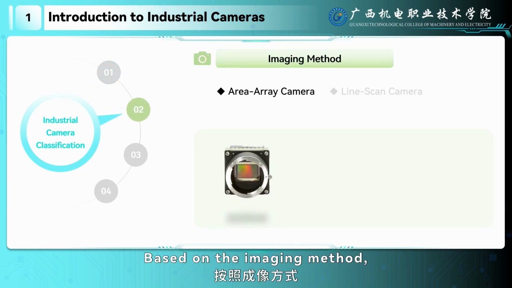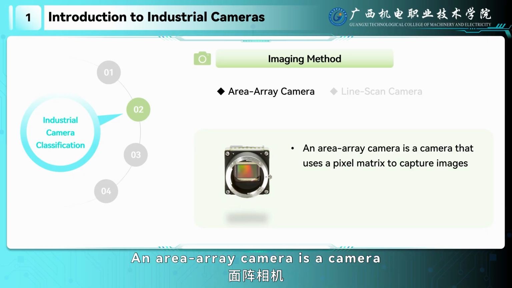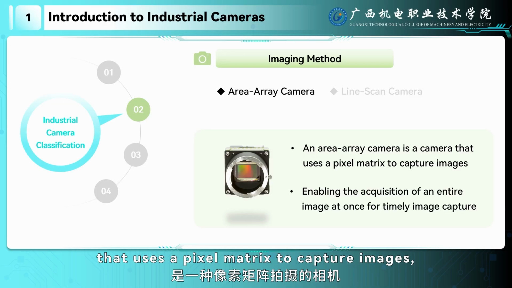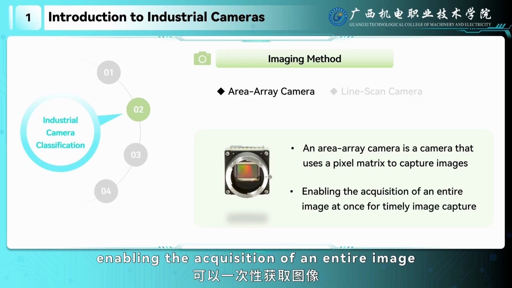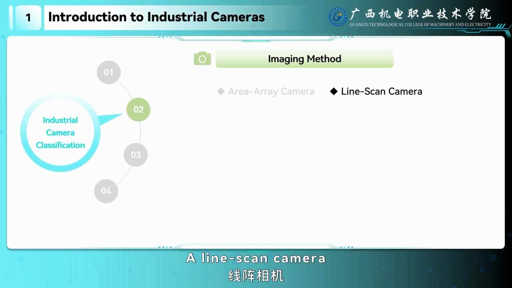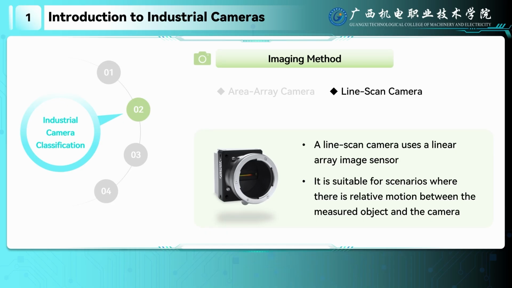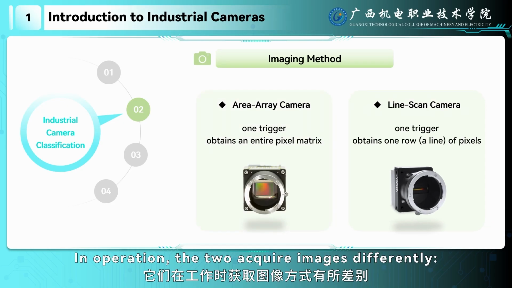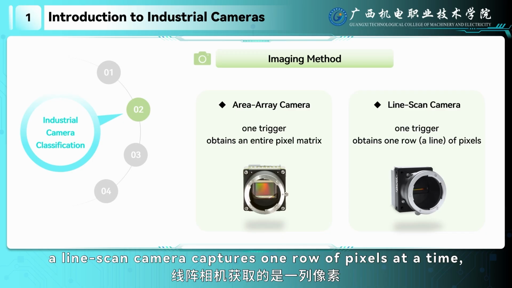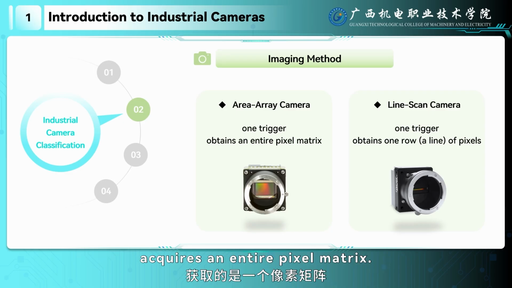Based on the imaging method, they are divided into area array matrix cameras and line scan cameras. An area array camera is a camera that uses a pixel matrix to capture images, enabling the acquisition of an entire image at once for timely image capture. A line scan camera uses a linear array image sensor and is suitable for scenarios where there is relative motion between the measured object and the camera. In operation, the two acquire images differently. A line scan camera captures one row of pixels at a time, whereas an area array camera, when triggered, acquires an entire pixel matrix.